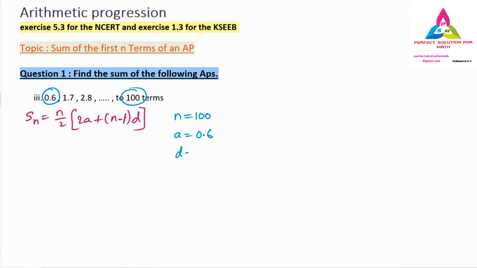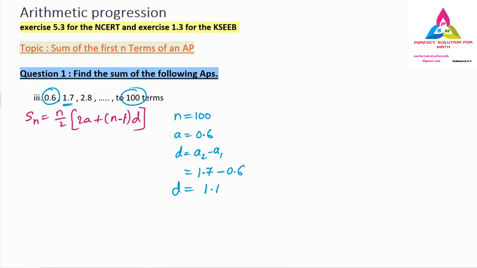Coming to the d value, that is nothing but a2 minus a1. What is a2 here? a2 is 1.7. So 1.7 minus 0.6, which is the a1 value. Here it is easy: 1.7 minus 0.6. 7 minus 6 is 1, and after the point, 1 minus 0 is 1. So the d value will become 1.1. This is what we basically need to calculate Sn.